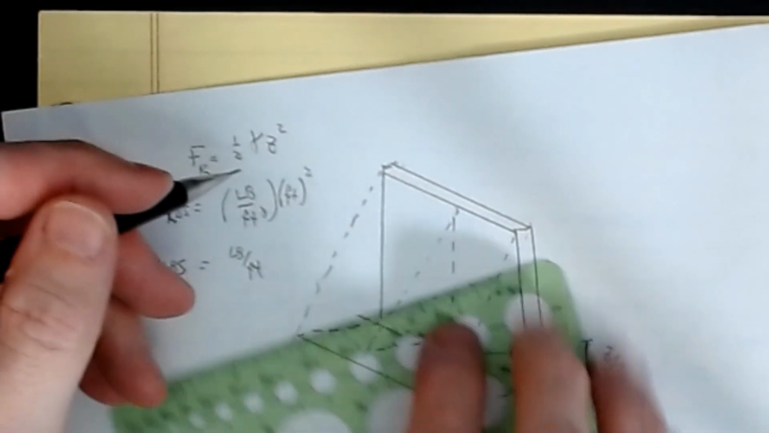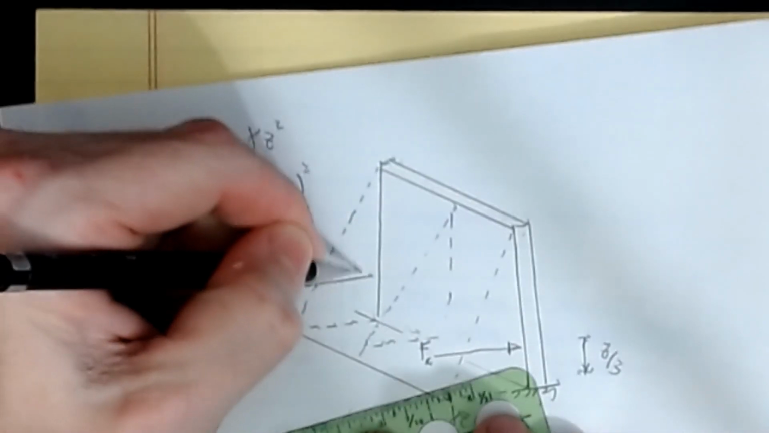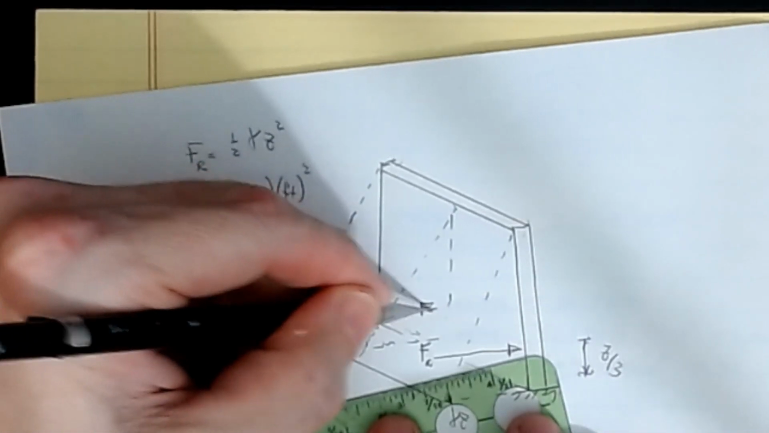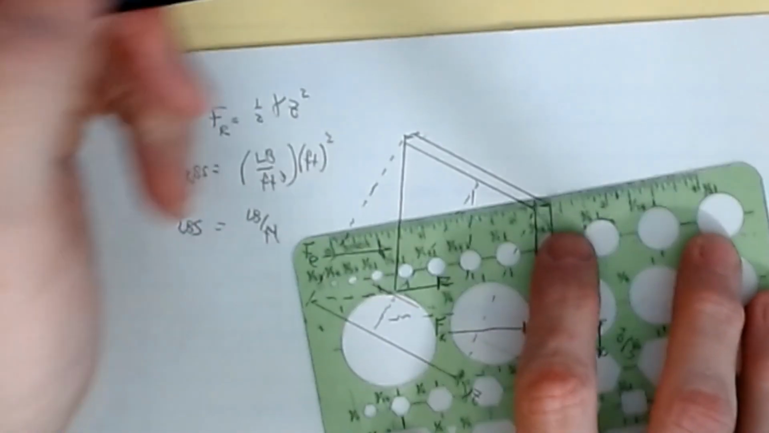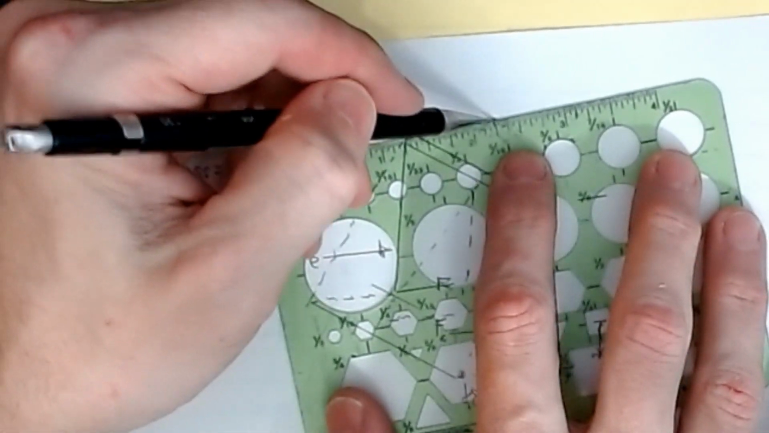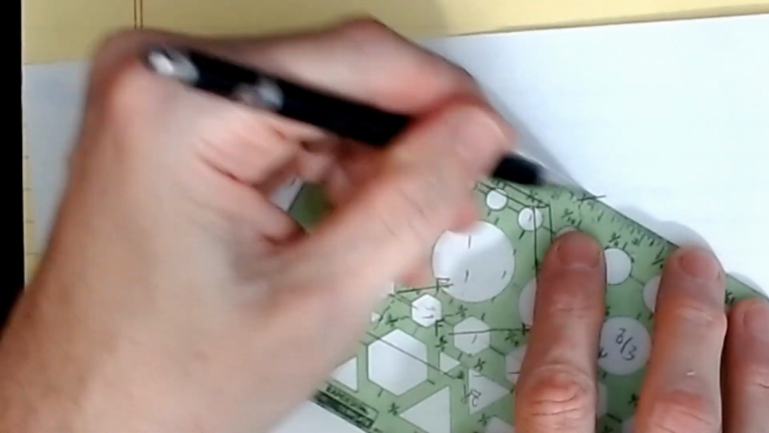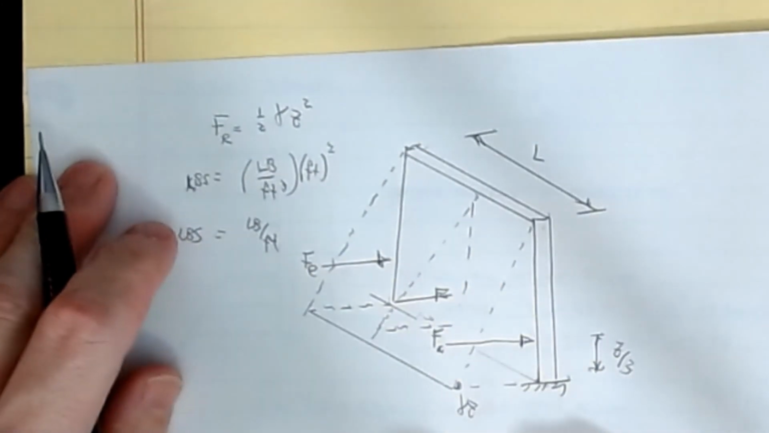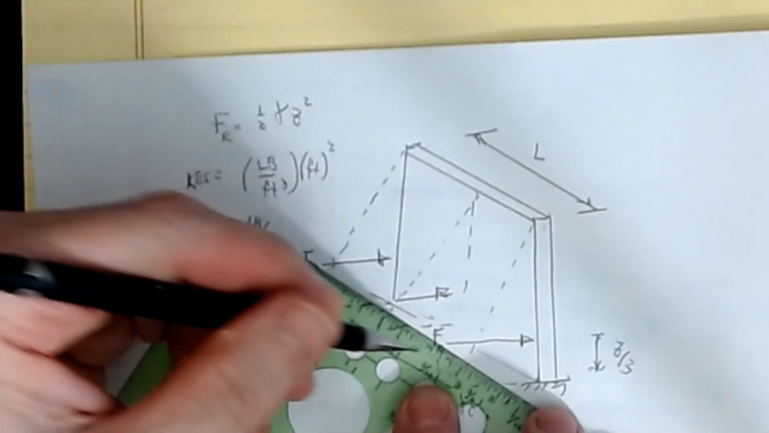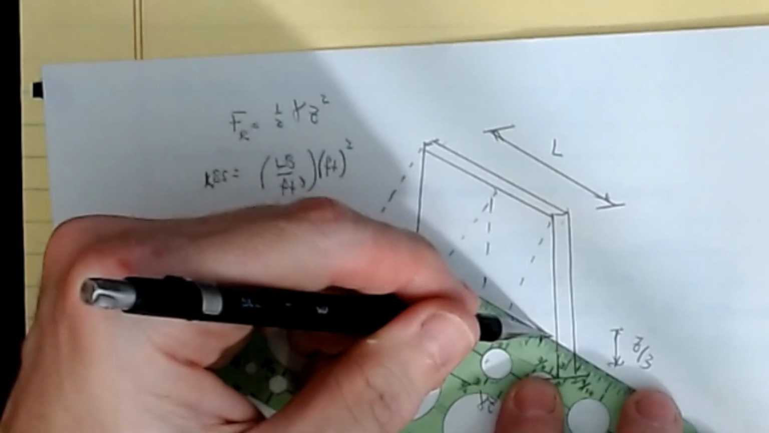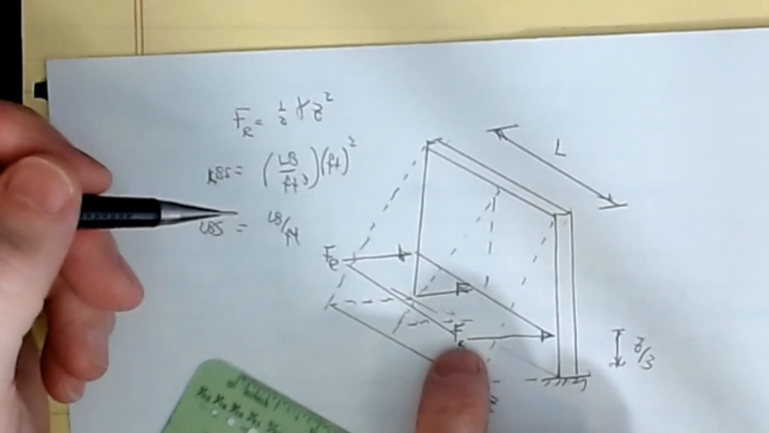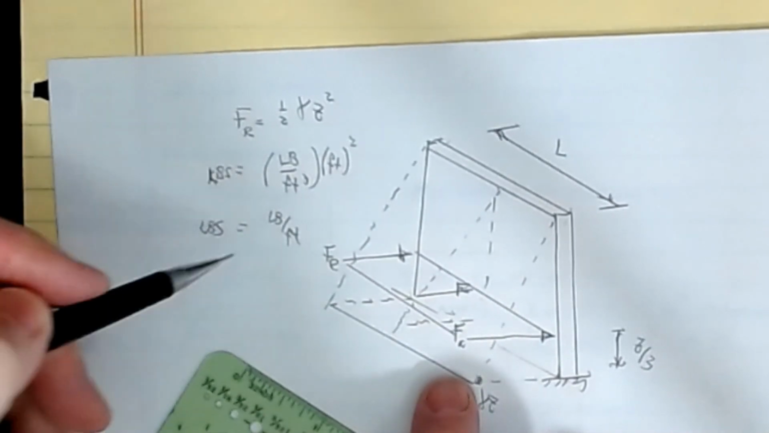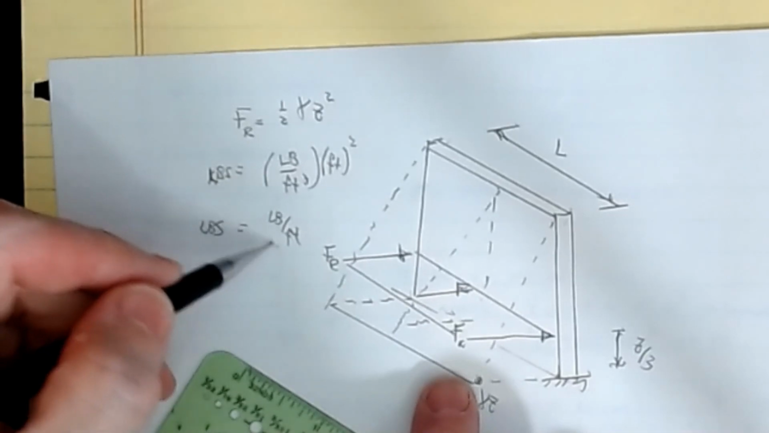So now instead of being just a triangle, every one of these has an FR value. So what's really happening on a 3-dimensional wall of some length L is that we end up building a distributed force that acts along the wall at a height of z over 3 that has a magnitude of FR. And if I do it this way, now my units work, because a distributed force, if you remember, needs to be in pounds per foot. And that's what this is.